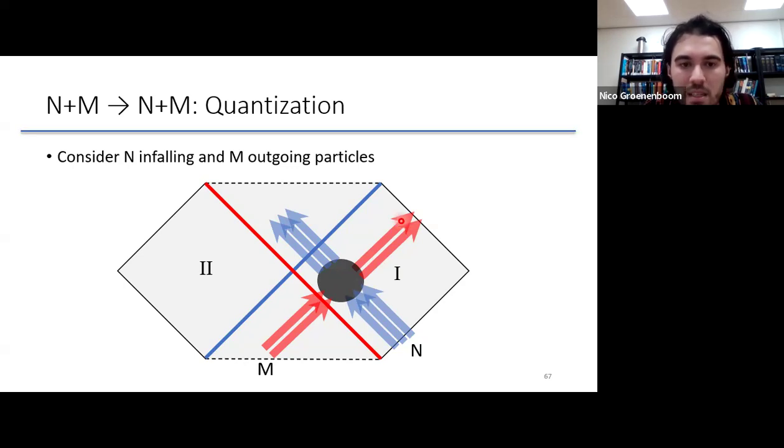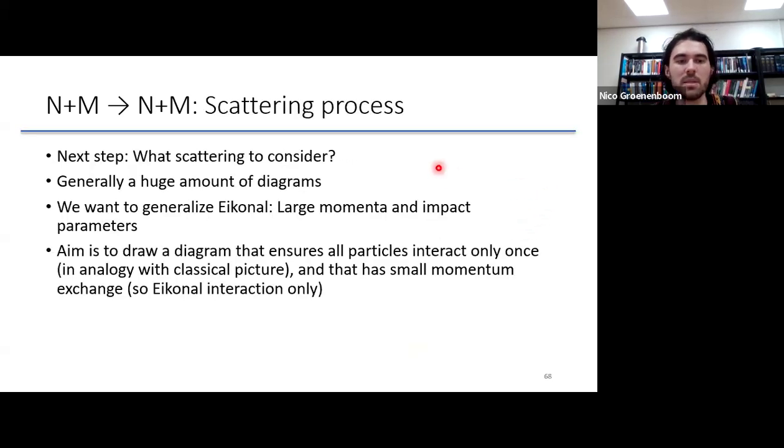And so the next step is, what kind of scattering do we want to consider for this process in the middle? What kind of graviton? And generally speaking, there is an extremely large amount of diagrams, because n plus m can be anything. So the calculation will be very hard. However, we have a very specific question, which is that we want to generalize the Eikonal calculation.